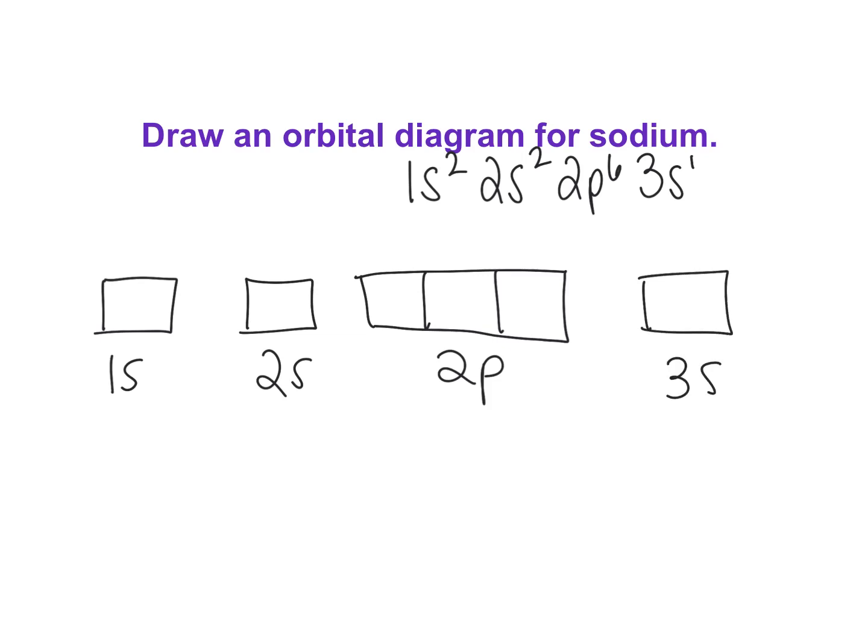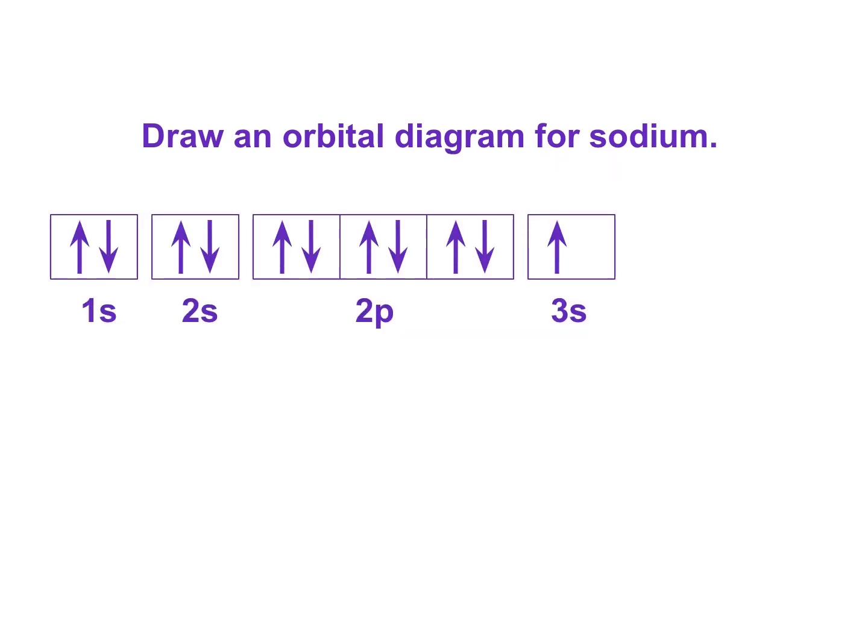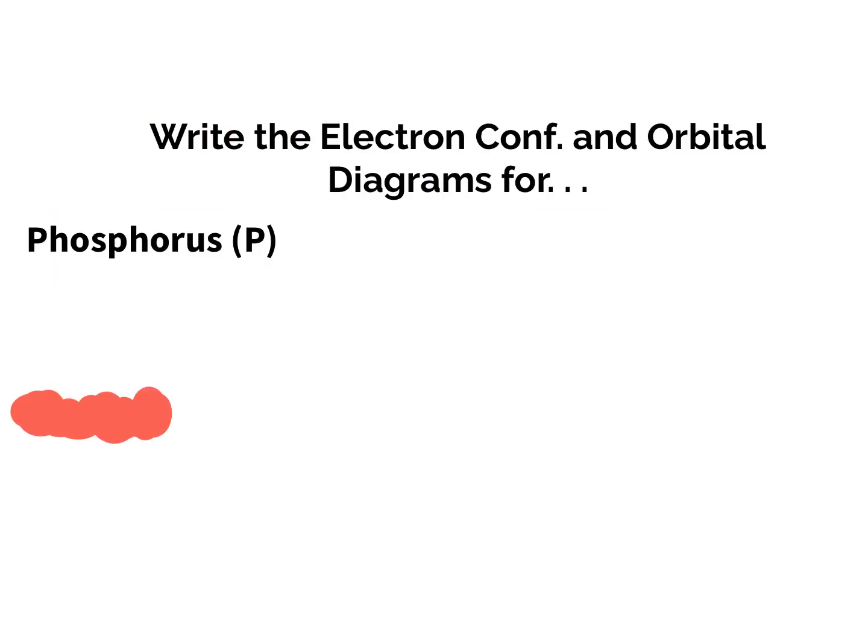Now we can start drawing our orbitals, our electrons. 1, 2, we're filling all of these orbitals. Okay, so everything is going to be filled, and then we have 3s. We only have 1 electron there. So this is a prettier version of our correct orbital diagram for sodium. Now take a second in your notes and write the electron configuration and orbital diagram for phosphorus.